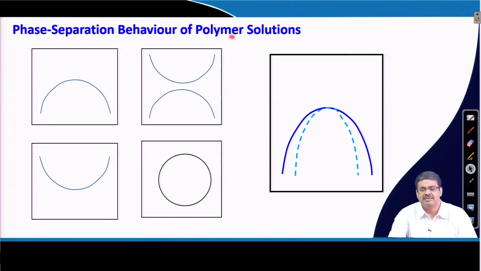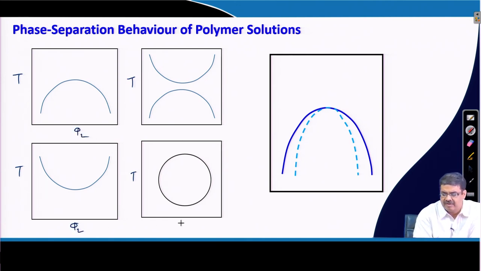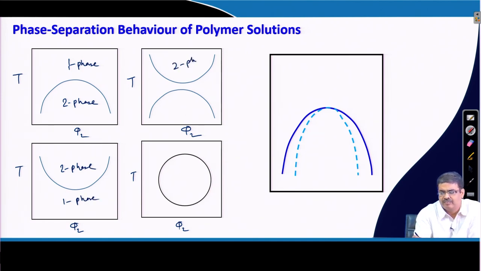Next, we will move to the phase separation behavior of polymer solution. When you dissolve a polymer in a solvent, the solution can have these four possible phase behaviors. In this case, we are plotting temperature T with mole fraction of the polymer, for example. Now, this is one phase, that means there is a miscible solvent and the region inside is a two phase. Similarly, this is two phase and this is one phase. Two phase, one phase, two phase, one phase. What does it mean?